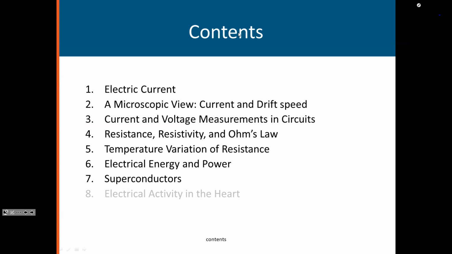Then, like that, we went to the second topic, second section. We connect the current with the drift speed of the charge carriers. Anyone remember the equation?